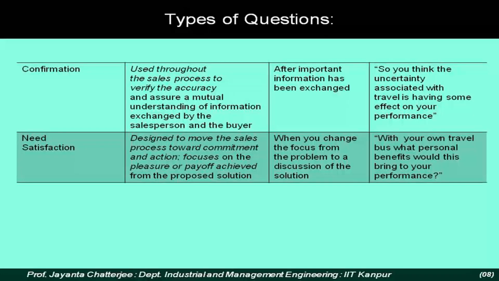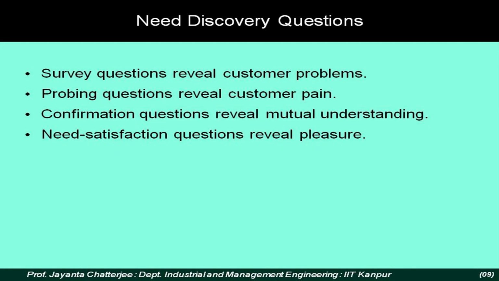So again, I will repeat. You have survey questions, you have probing questions, you have confirmation questions, and you have need satisfaction oriented questions. Survey questions reveal customer problems, probing questions reveal the customer's pain, confirmation questions reveal mutual understanding, and need satisfaction questions reveal potential pleasure or the customer's delight.